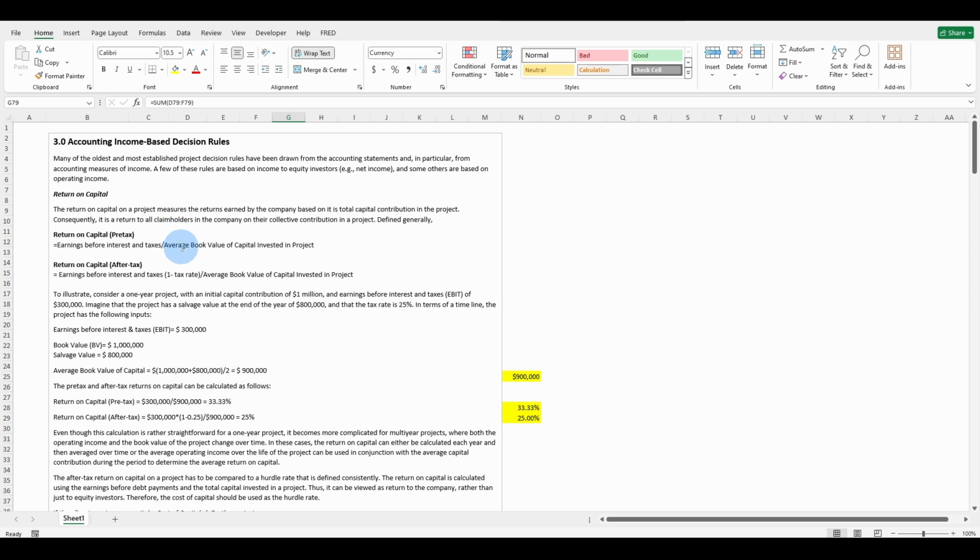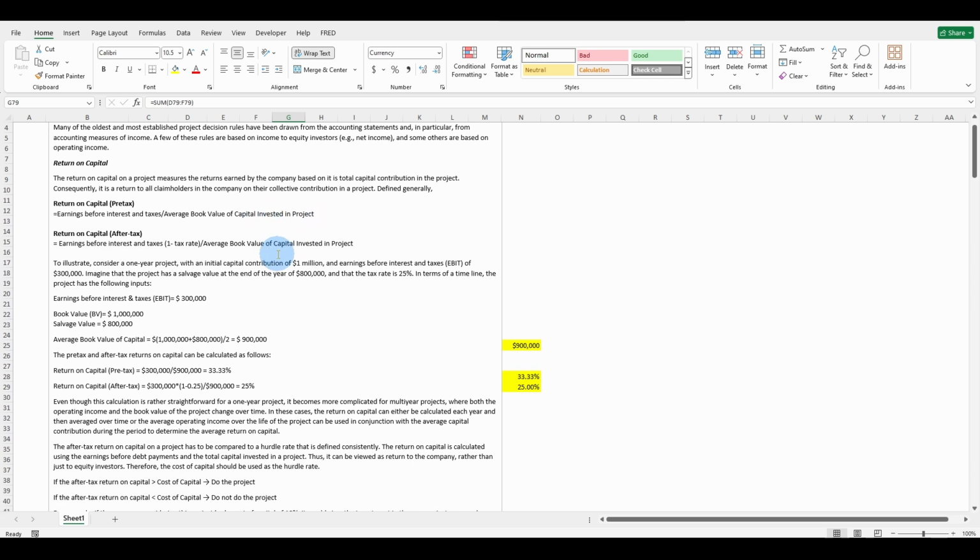Return on capital on a project measures the return earned by the company based on its total capital contributions in the project. Consequently, it is a return to all claim holders in the company on the collective contributions in a project. Defined generally, return on capital equals earnings before interest and taxes divided by average book value of capital invested in the project. Return on capital after tax equals earnings before interest and taxes times 1 minus the tax rate, divided by average book value of capital invested in the project.